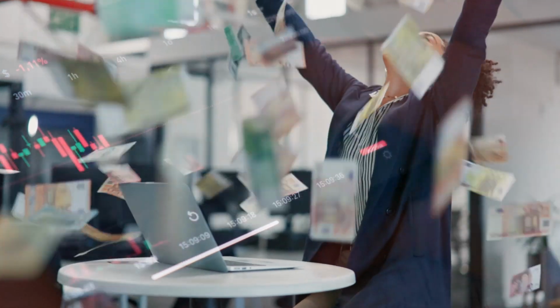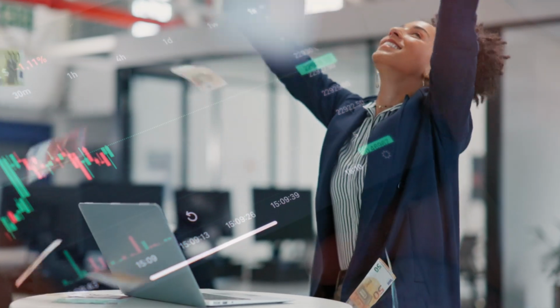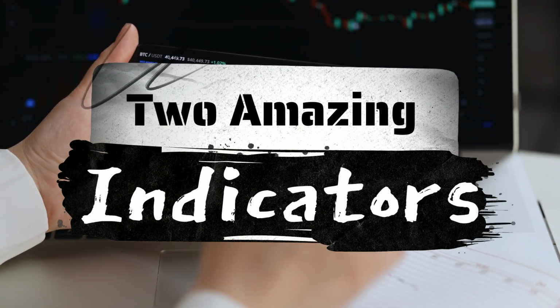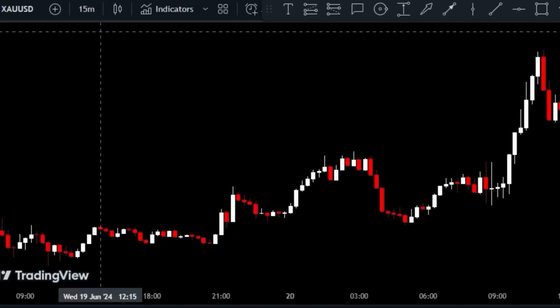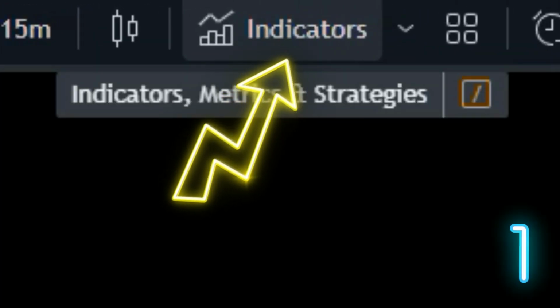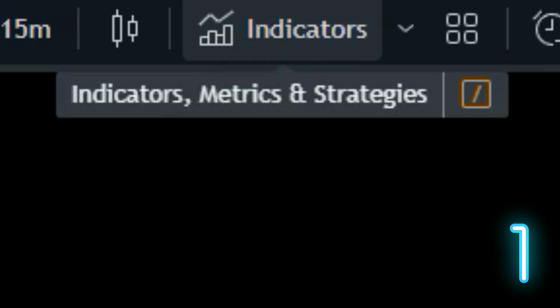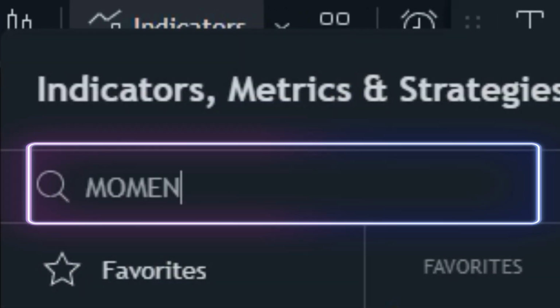Today, we're sharing profitable trade secret weapons, two amazing TradingView indicators. We'll show you how they work in a backtesting session. To get started, head over to the Indicators tab on TradingView and type in Momentum Bias Index.